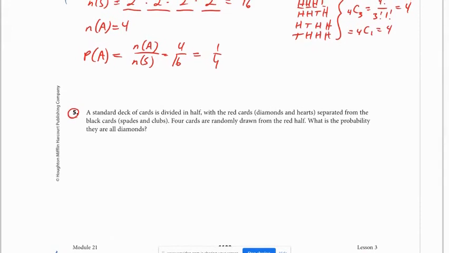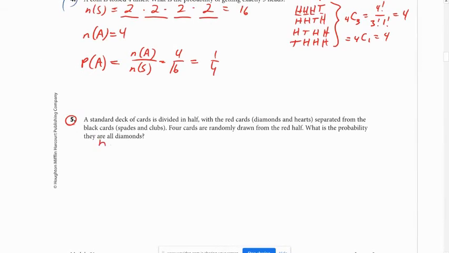Okay, so we are dealing with 26 cards because we have 13 diamonds and 13 hearts. Those are all the red cards in the deck. And so the number of items in the sample space is 26 choose 4. We're choosing 4 cards from the deck of 26 cards. So 26 choose 4 is our total number of outcomes.